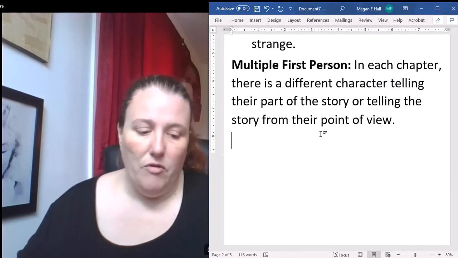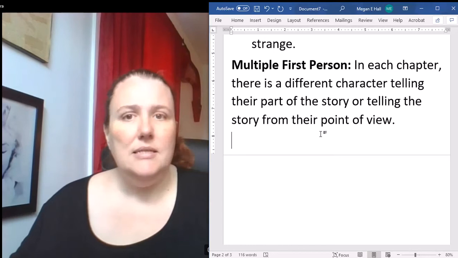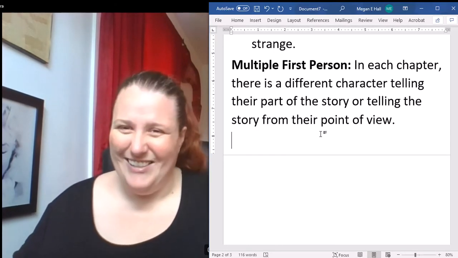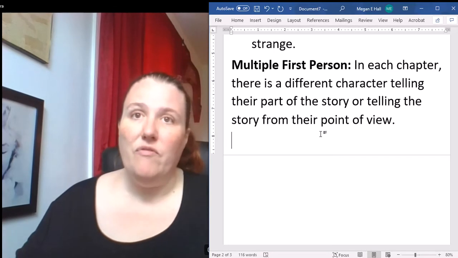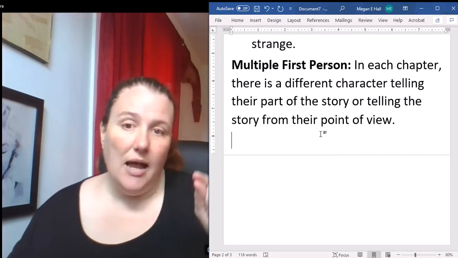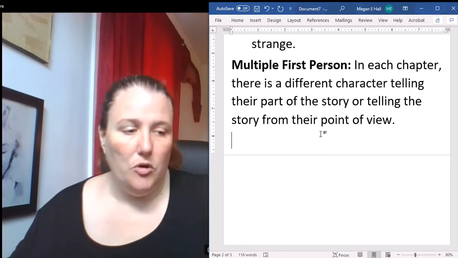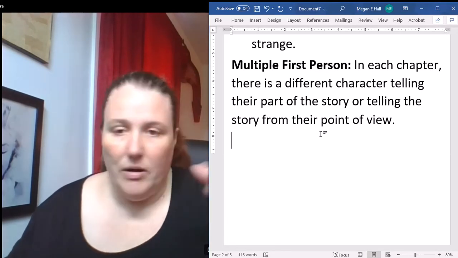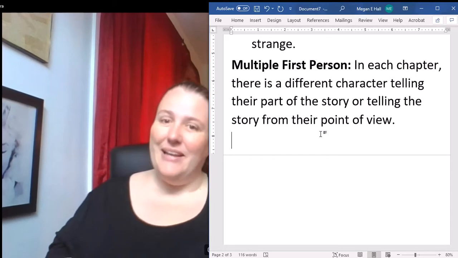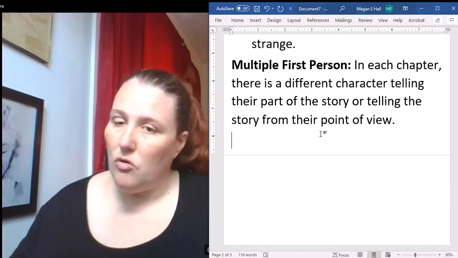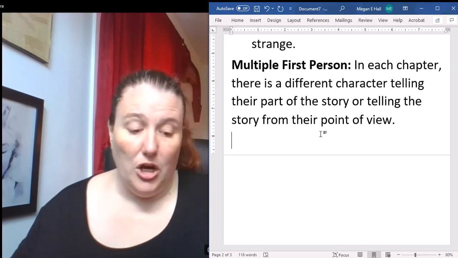If you watch the show Lost, even though it's not a book, so it's done a tiny bit differently, we follow one character at a time in each episode. So we have a Kate episode, we have a Sawyer episode, we have whatever the other people's names are. I'm blanking on right now because it's been like 5 years since I watched that show. But it's a really great example of multiple first person done really well.